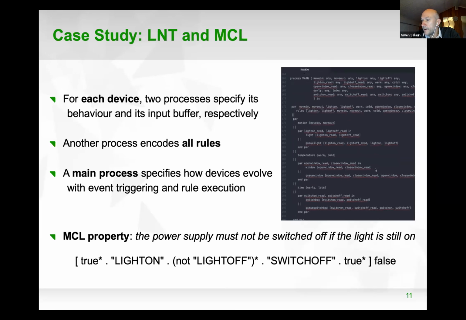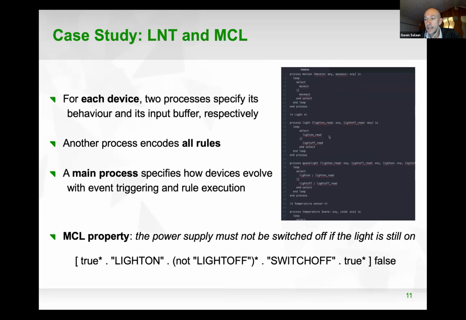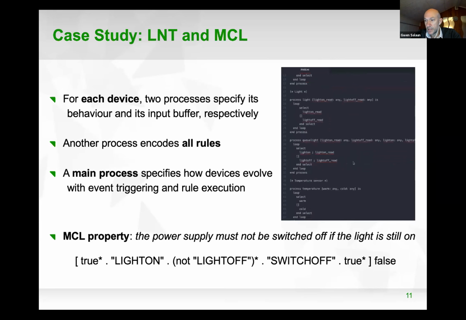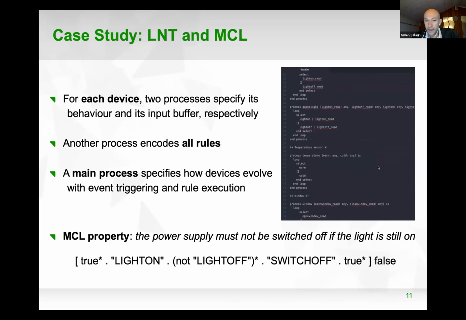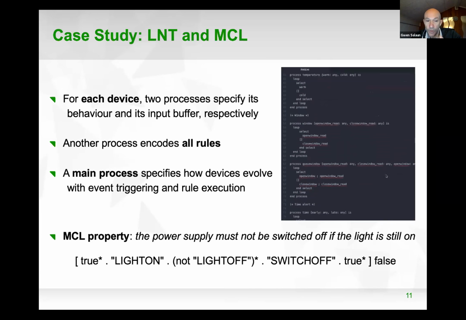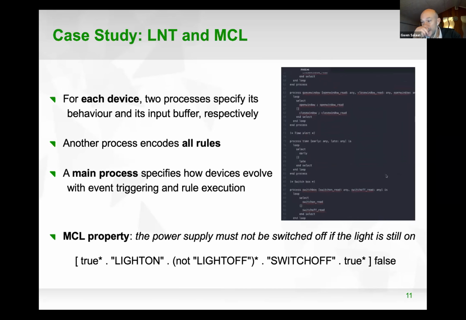We can then verify several properties of interest. For instance, we can check that the power supply should not be switched off if the light is still on, because it can be dangerous for people still awake at that time. This is a temporal property, and this is formalized using the MCL language, as shown at the bottom of this slide.